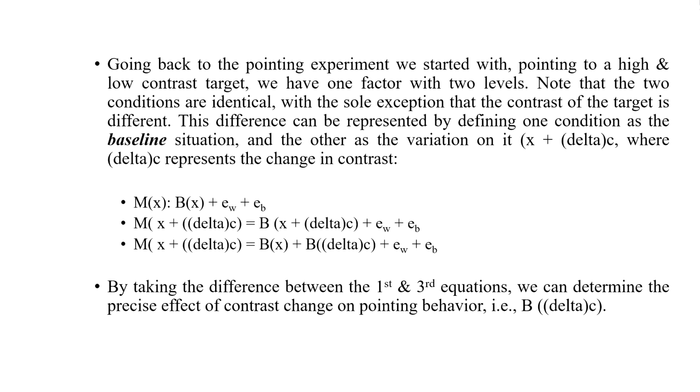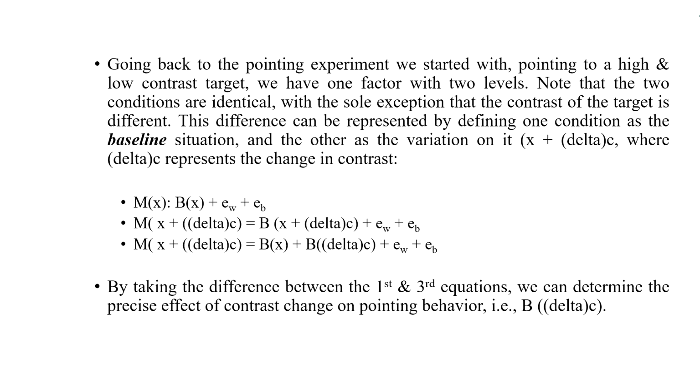Okay. So, let us look at this in terms of this pointing experiment. Going back to the pointing experiment that we started with, pointing to a high or a low contrast target, we have one factor with two levels. What is the factor? The factor is contrast. What are the levels? High and low. Note that the two conditions are broadly identical, with the sole exception that the contrast is different.